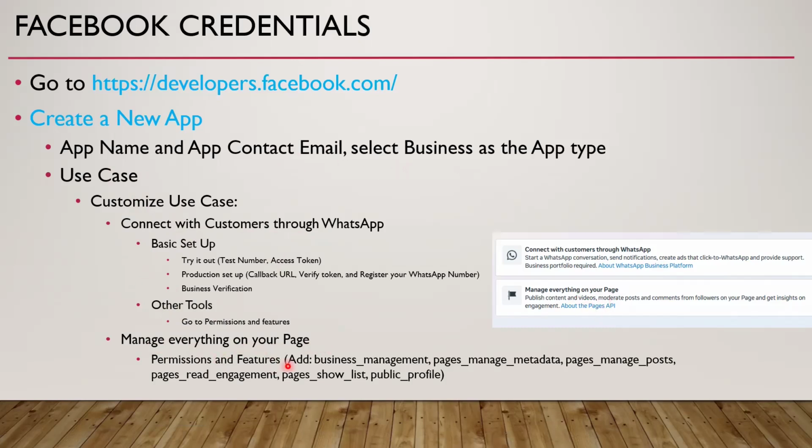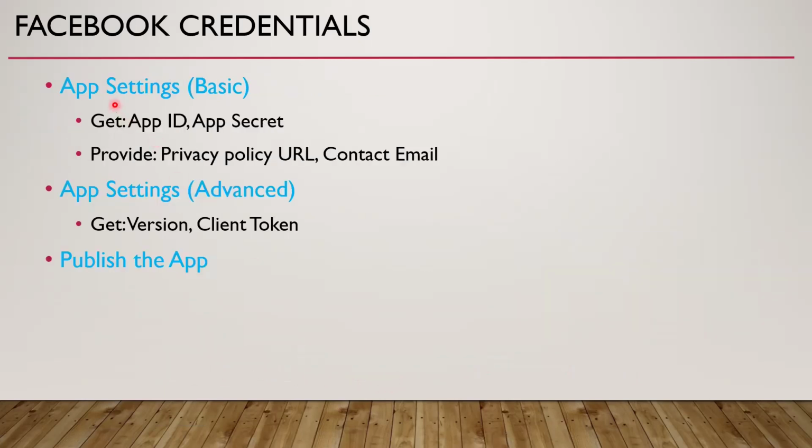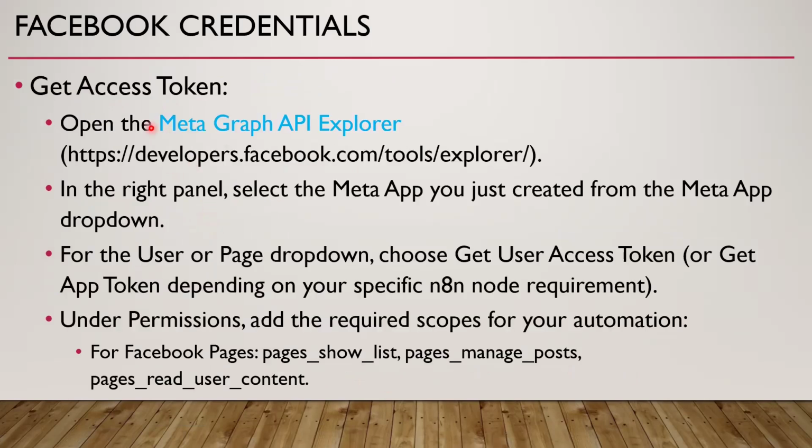And for this, we need to have the permissions for the business management, page manage metadata, page manage post, page read engagement, page show list, and public profile. Then we need to go to the basic application settings to get the application ID and application secret. And we need to provide the privacy policy URL and contact email. And we can have the version and client token from the advanced application settings.